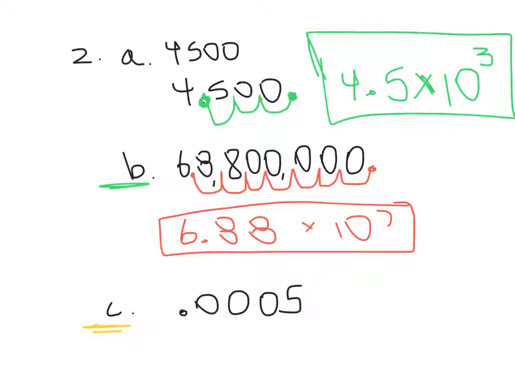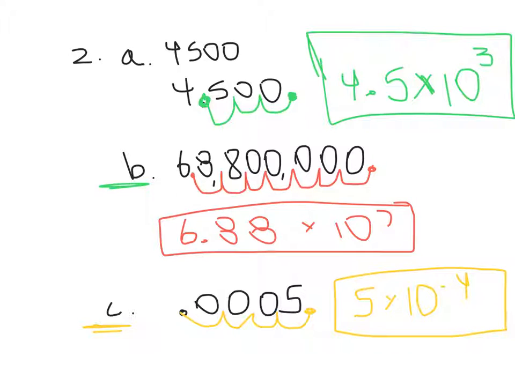So we would move it over 1, 2, 3, 4 places, so that we have 5, which is between 1 and 10. And then we would write this as 5 times 10 to the negative 4th power, because we moved our decimal over to the right 4 times.